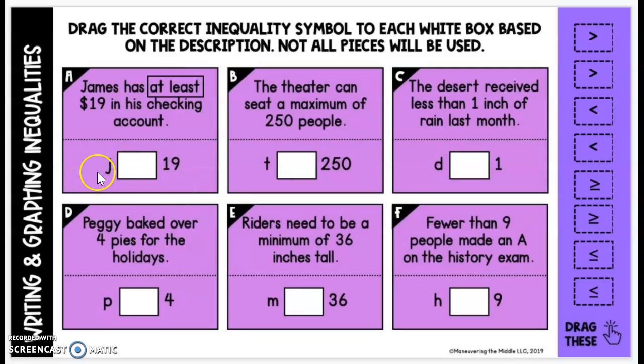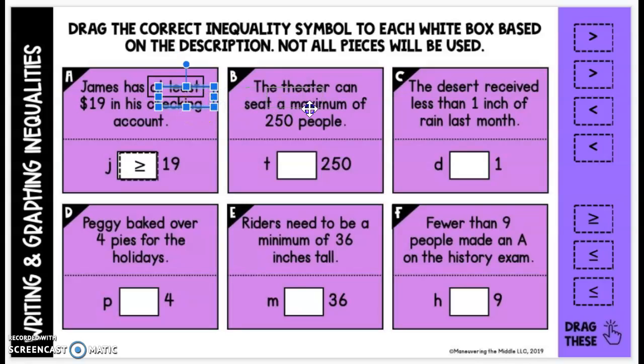So the J would represent at least $19, which would be your equal to sign, or more. So it's going to be greater than or equal to 19. That's what that's telling us. Okay, so I'm going to copy and paste this.